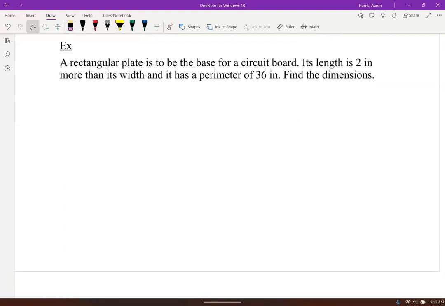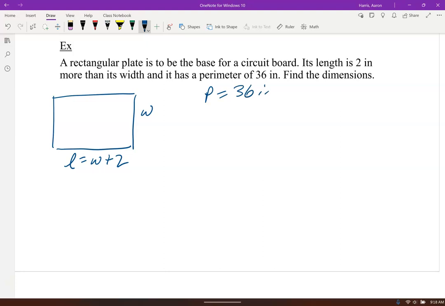All right, a rectangular plate is to be the base of a circuit board. Its length is 2 more than its width, and it has a perimeter of 36 inches. Find the dimensions. Well, we know perimeter is length plus width, right? We add up all the sides. And we know the perimeter is 36 already.